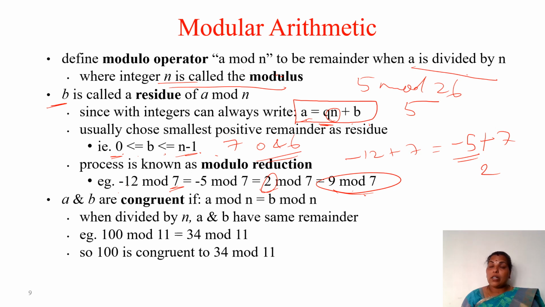Another concept is congruence. A and B are congruent. When we say two numbers are congruent to each other, it means A mod n is equal to B mod n. If both are equal, then only we call it congruent. That is, when divided by n, A and B have the same remainder. For example, 100 mod 11 equals 34 mod 11, meaning that 100 is congruent to 34 mod 11. So here we have learned some new terms: congruent, residue, modulo.